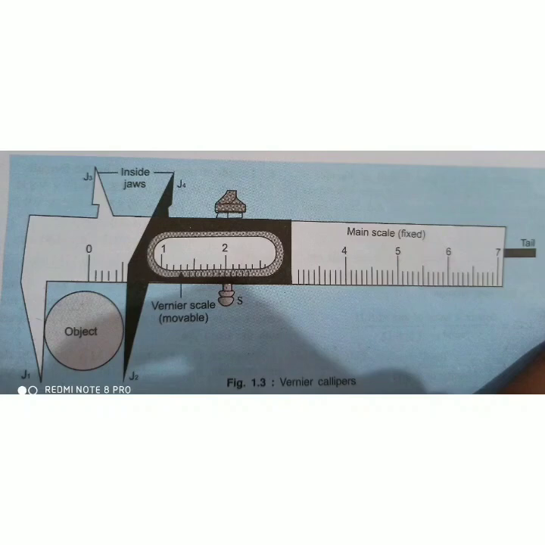Vernier calipers have a main scale, vernier scale, external jaws, internal jaws, and also a tail. The main scale is a long strip of steel, generally 15 cm long. Next is the vernier scale. The vernier scale is a movable scale. Look at the figure: the dark part is the vernier scale, which is movable. It has 10 division marks on it, such that the total length of 10 divisions is equal to 9 mm. Thus 10 vernier scale divisions coincide with 9 main scale divisions.